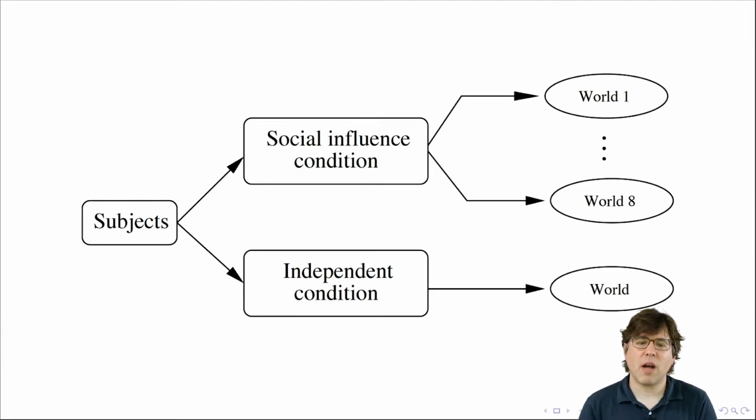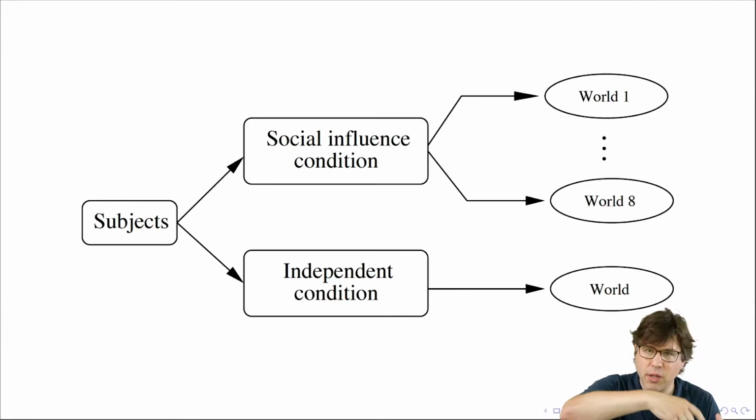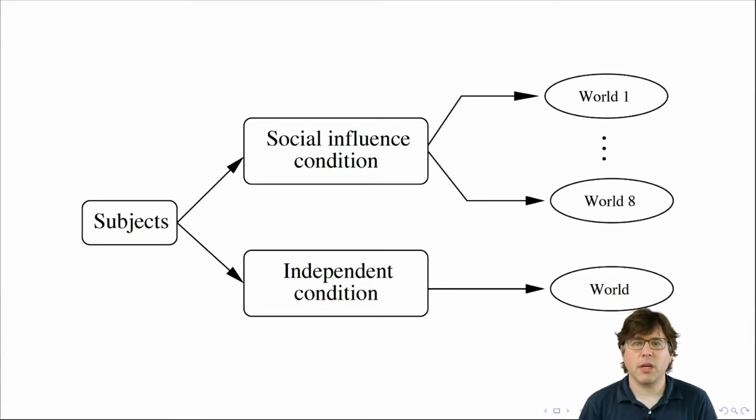When participants arrived at the website, they were randomly assigned into 2 different conditions, the independent condition and the social influence condition. In the independent condition, they had no information about what other people were doing. They didn't have any information about the number of times the songs had been downloaded. In the social influence condition, they could see what other people were doing, but critically, each participant was assigned to one of 8 worlds, and they could only see what other people in their world were doing, not anything about the other worlds. So it's like putting these people in a room. You can see what people in your room are doing, but not what people in the other rooms are doing.